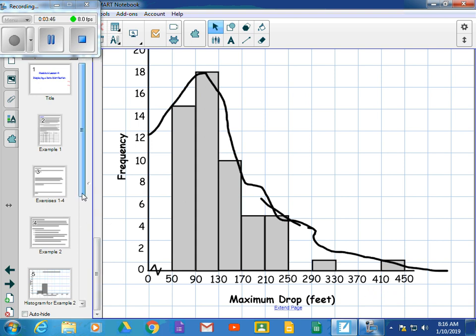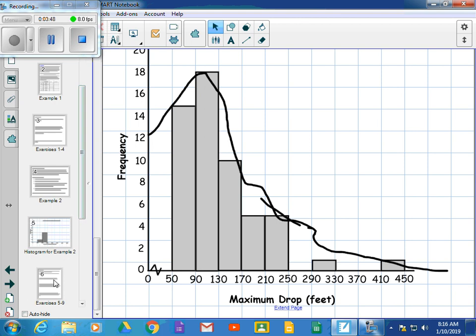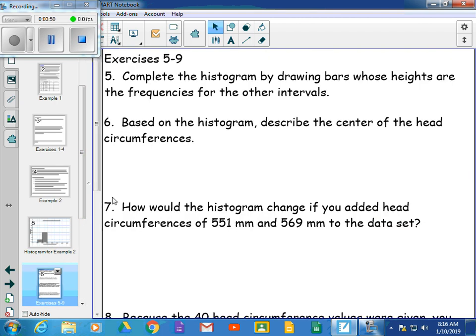Now what I would like you guys to do is to turn to exercises 5 through 9. I would like you to answer those questions, and then check yourselves given the answer key.